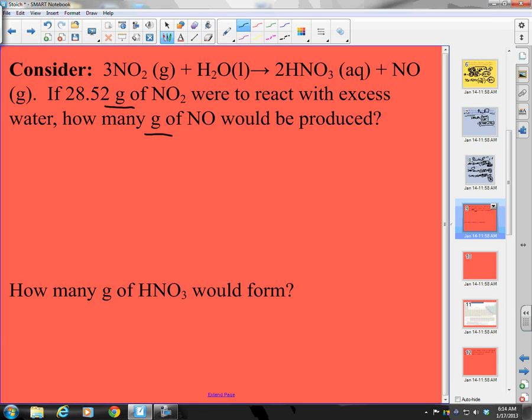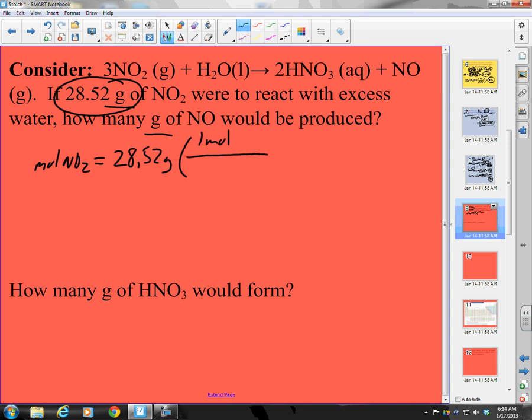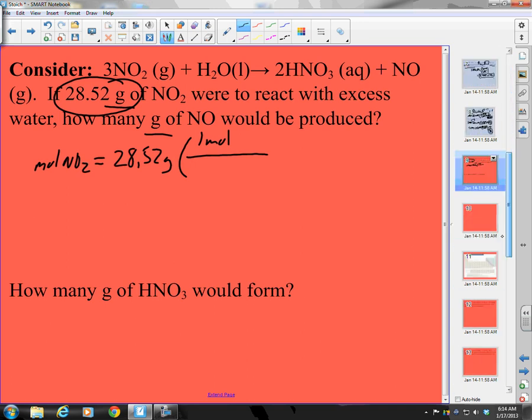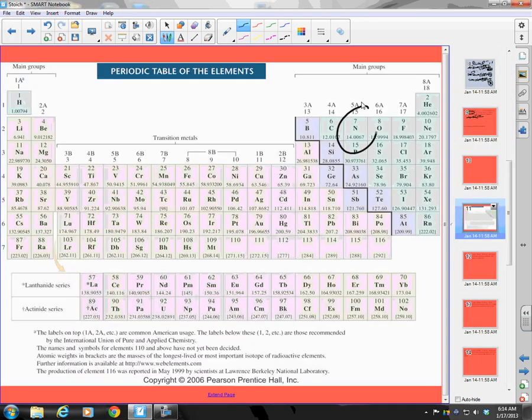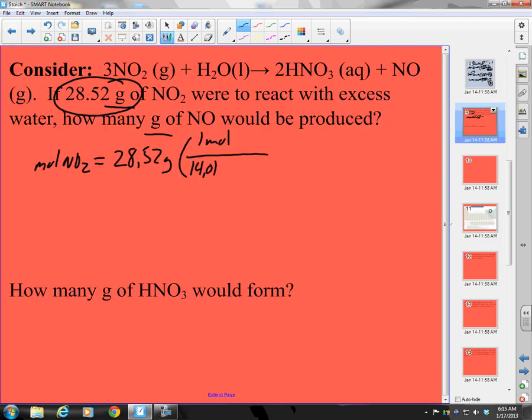I have 28.52 grams of nitrogen dioxide. What's the first thing I want to do? I want to go from here to moles of nitrogen dioxide. How do I get moles of nitrogen dioxide? 28.52 grams times 1 mole per what? Nitrogen dioxide means I need one nitrogen. Go to my periodic table. 14.01 for my nitrogen, plus 2 times, and we all know oxygen now is 16.00, in grams. Good. And what do I get?